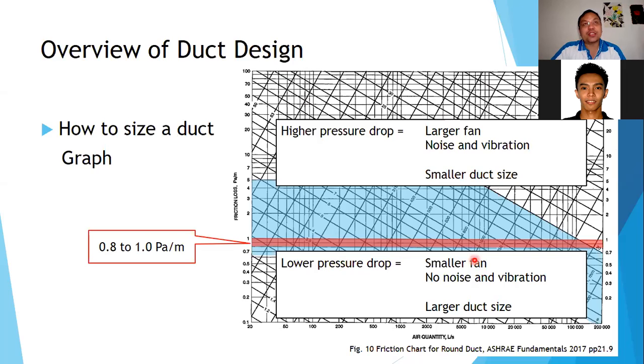If you use low pressure drop, you need smaller fans because you would need less force to push the air. There's going to be less noise and less likelihood of vibration, but you're going to have a larger duct size. Larger duct size also means more materials, which means higher installation cost. So it's either lower installation cost but susceptible to noise and vibration, or higher installation cost but less noise and less vibration. But in my experience in the industry, I usually encounter duct designs that are between 0.8 to 1 Pascal per meter. Me personally, I use 1 Pascal per meter on all of my designs.